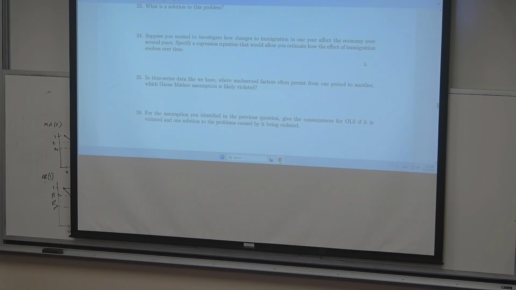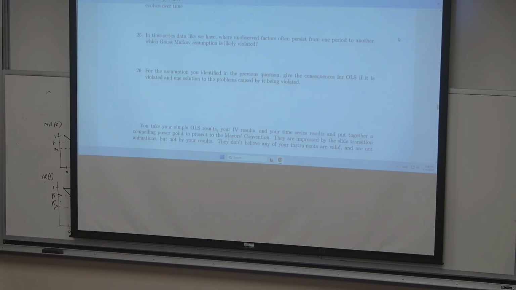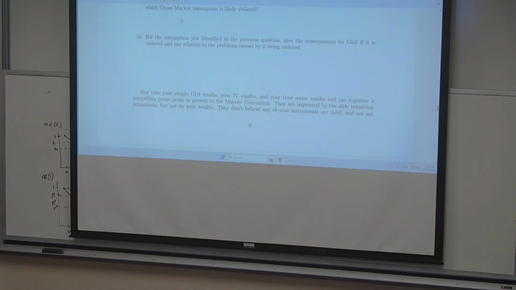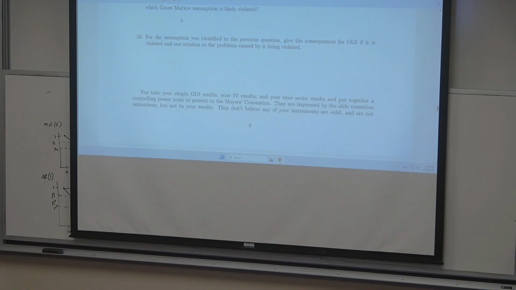Okay, in time series data, where unobserved factors often persist, which Gauss-Markov assumption is violated? No serial correlation, right? That is violated. Is that 8-2? It's A3. But you should write the assumption. You should write it.